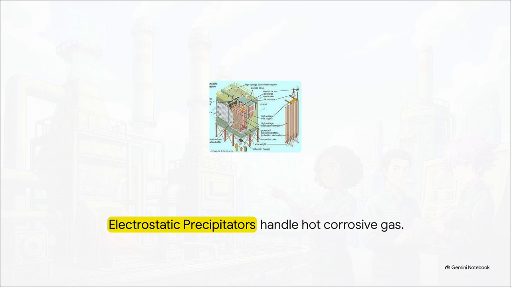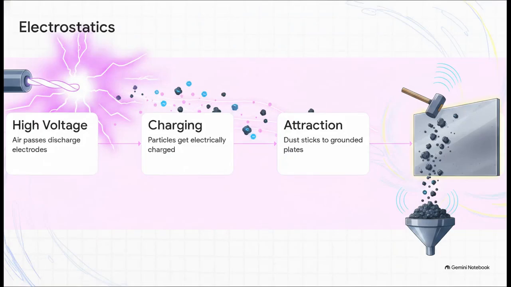The polluted air flows through an array of high-voltage discharge electrodes and grounded metal collection plates. Because there's no physical filter media, it can handle immense volumes of extremely hot gas with minimal resistance. Here's the physics in action. Step 1. The polluted air passes the high-voltage discharge electrode. Step 2. The intense electrical field actually strips electrons, electrically charging the passing particles. Step 3. Those charged particles are magnetically attracted to the grounded collection electrode, sticking fast to them.